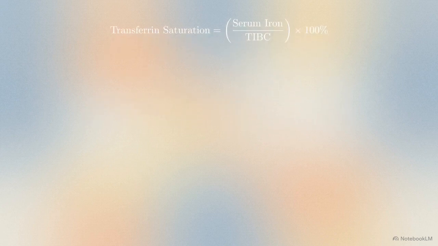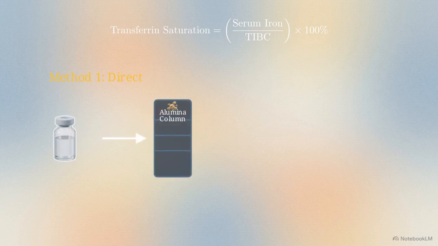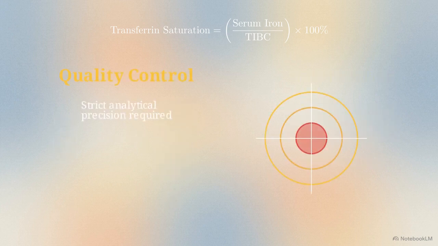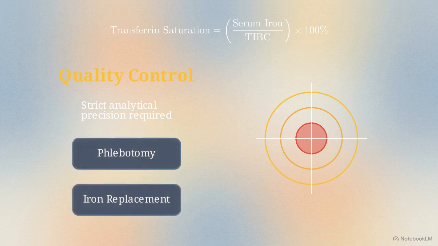It requires either the direct measurement of binding capacity, achieved by saturating the sample with excess iron and using alumina columns to remove the unbound fractions, or the indirect derivation, mathematically calculated from immunonephelometric transferrin levels. Because critical diagnostic and phlebotomy decisions hinge directly on this resulting percentage, the laboratory maintains exceptionally strict quality control. The analytical precision must maintain a coefficient of variation of strictly less than 2.5%.